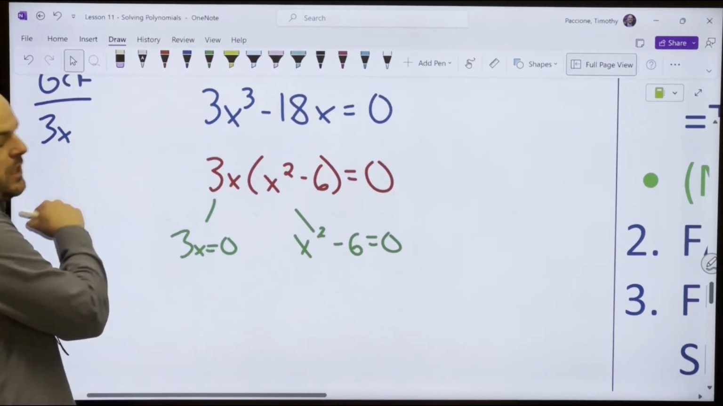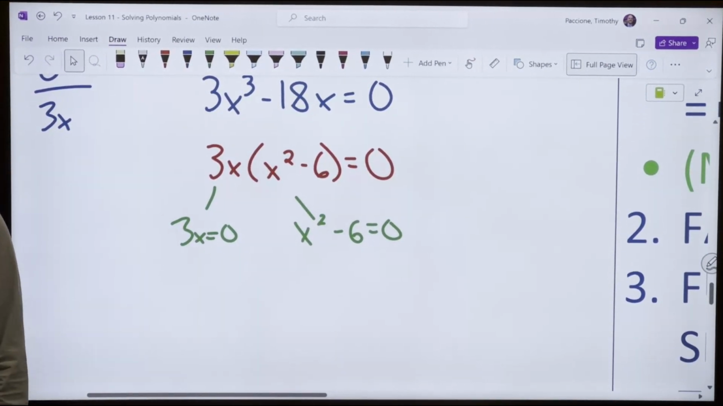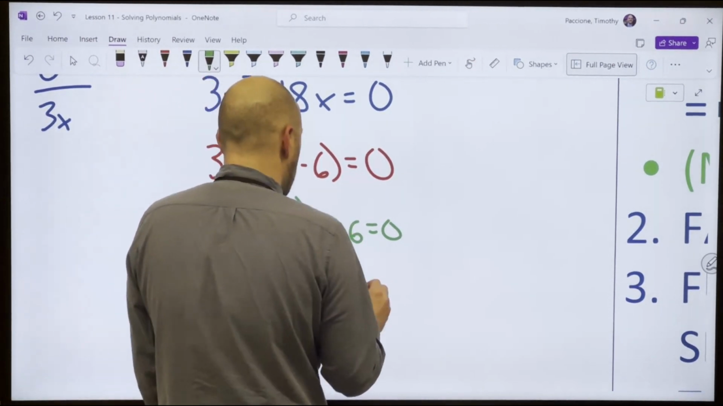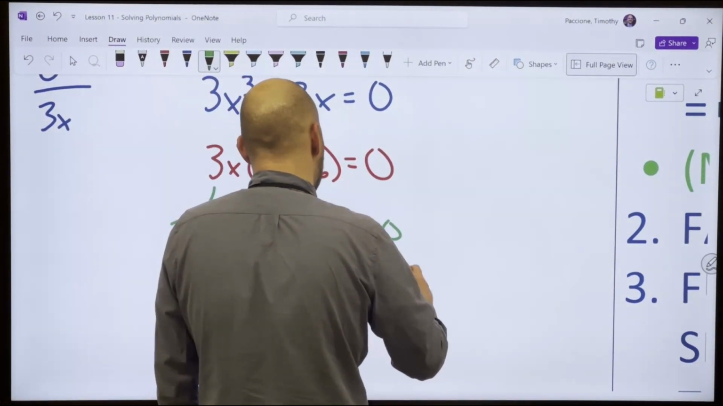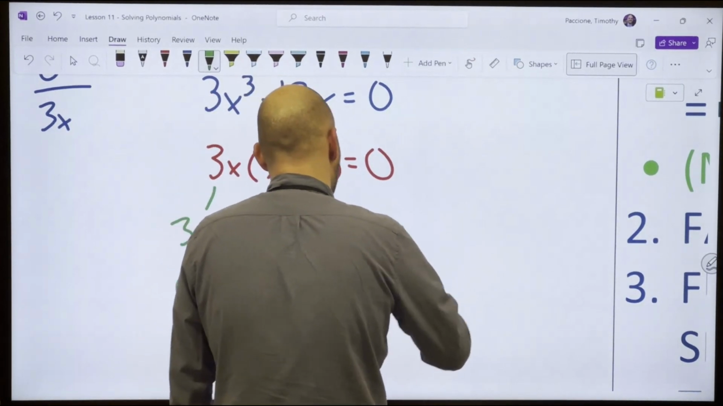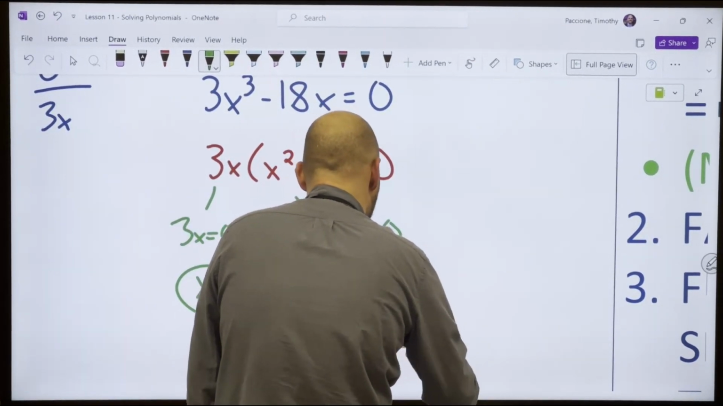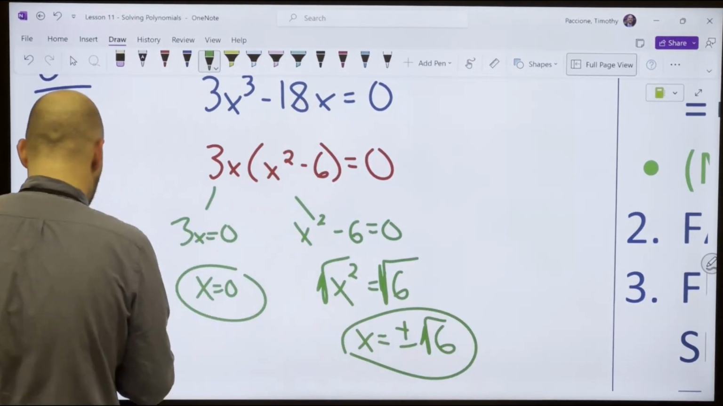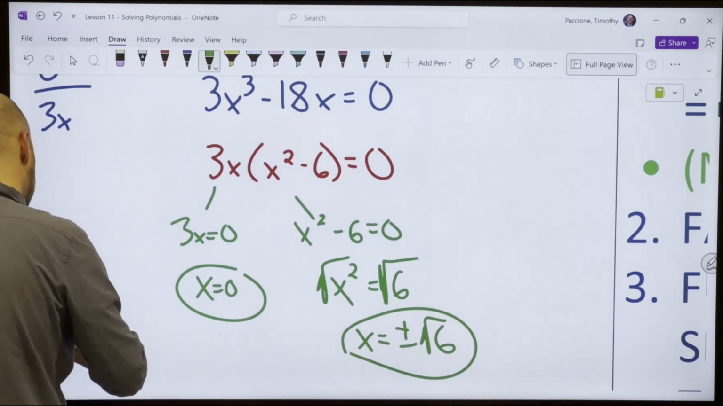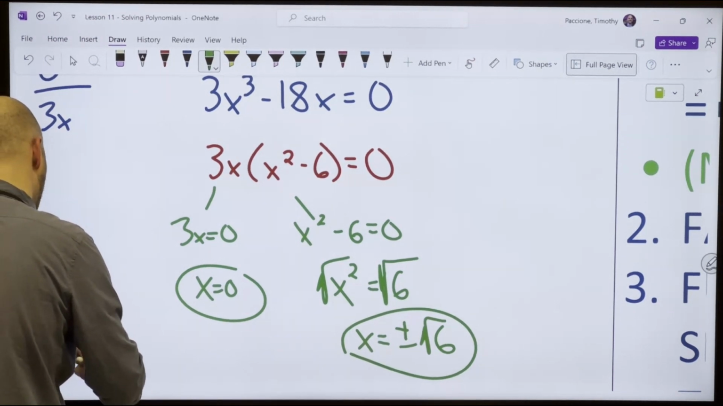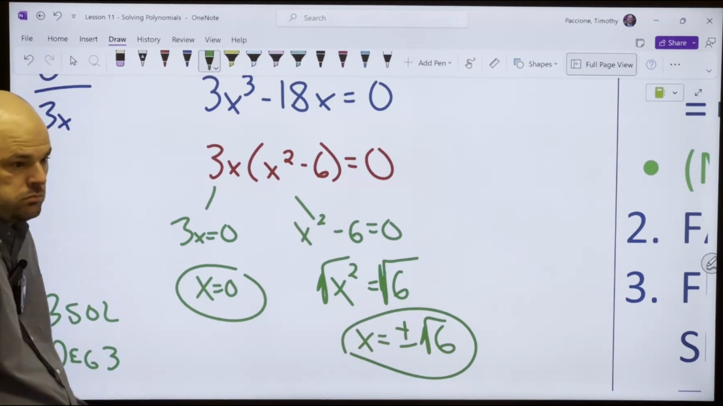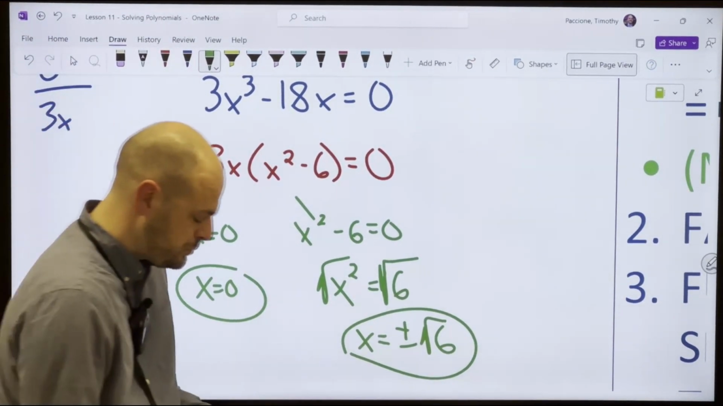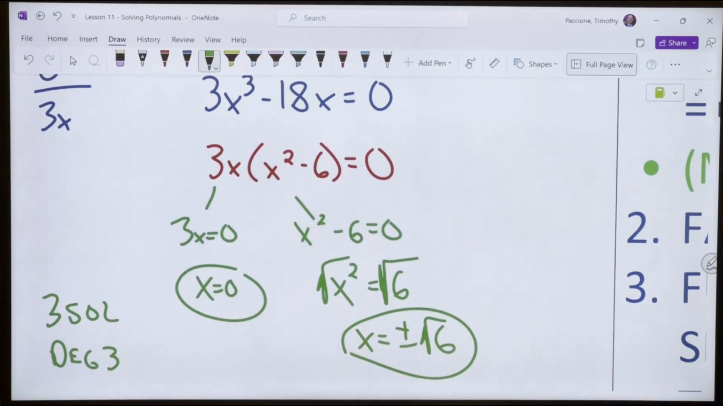And I solve it. If 3 times the number is 0, what is that number? 0, right? So x equals 0 over here. And then here, I have x squared equals 6, square root, x equals plus or minus the square root of 6. How many solutions did I find? 3, very good, because it was a degree 3 function. Make sense?